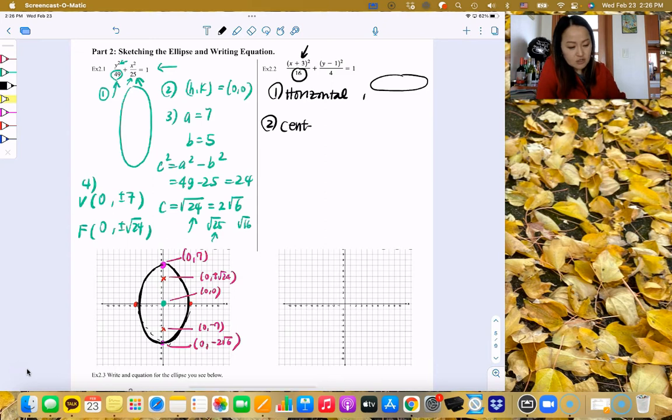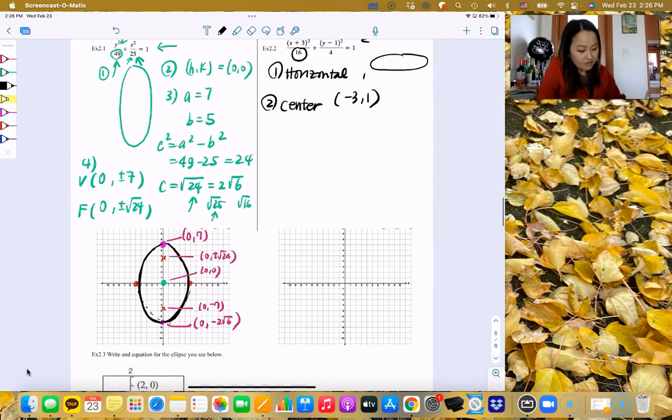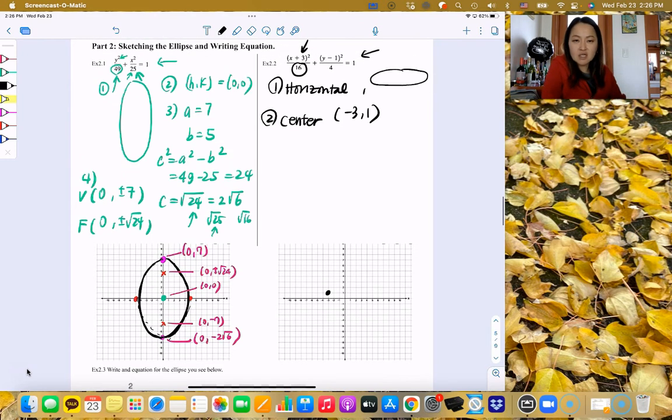Center is your H, K. It's already in standard form, so it's -3 and 1. So let's start graphing right away. -3, 1. Woohoo! I got our center already, okay? We know it's going to go like that, okay? So we know it's going to have this, this, this, this, this, and maybe these. It kind of looks like a baguette, maybe, okay? Actually, it looks like Stewie from that one cartoon show, okay?